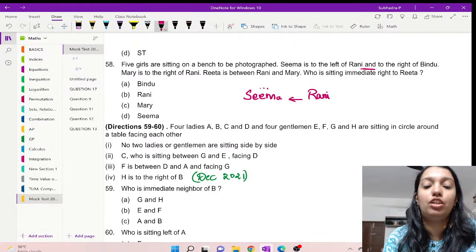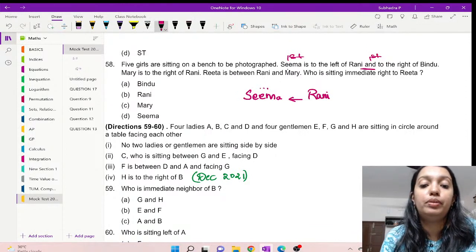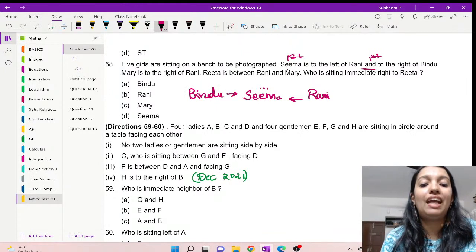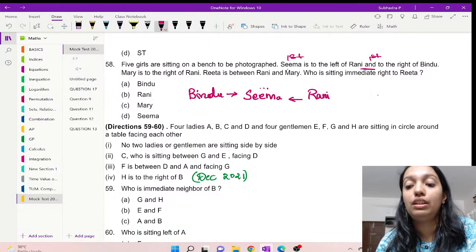Here "and" means we are referring to Seema, the first person mentioned. And means you have to continue from the first person mentioned. Seema is right of Bindu. So we have Bindu, and Seema is to the right of Bindu. Mary is to the right of Rani. So in the right direction we have Mary.